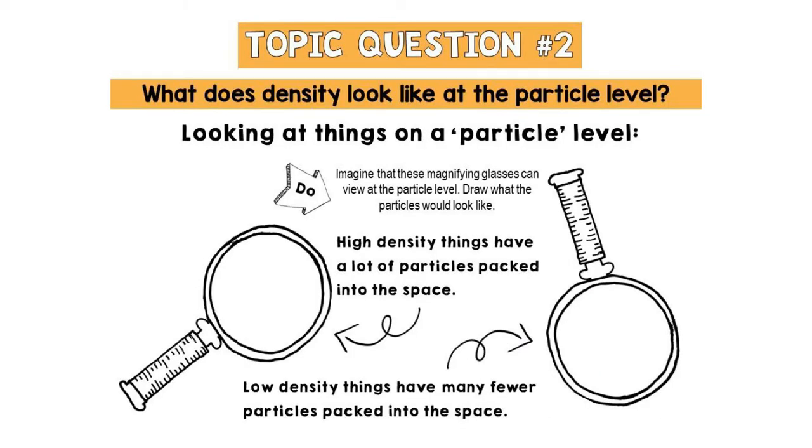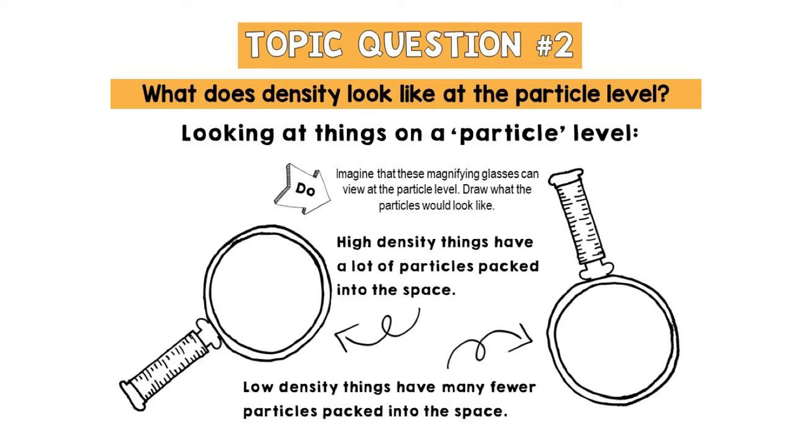Now we're going to look at what density looks like at the particle level. I want you to imagine that these magnifying glasses can view at the particle level. Draw what the particles would look like. Remember, particles are just little round bits.